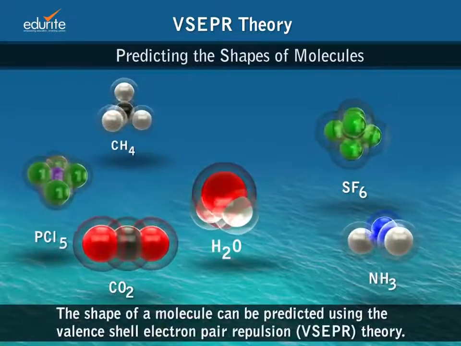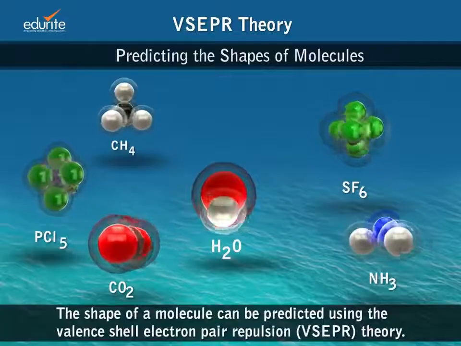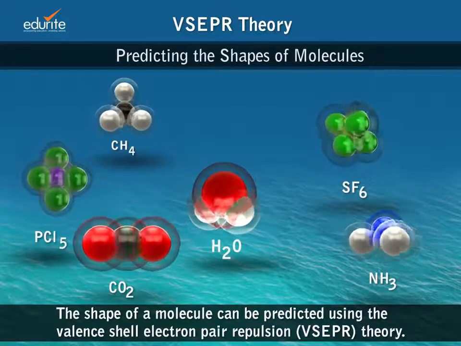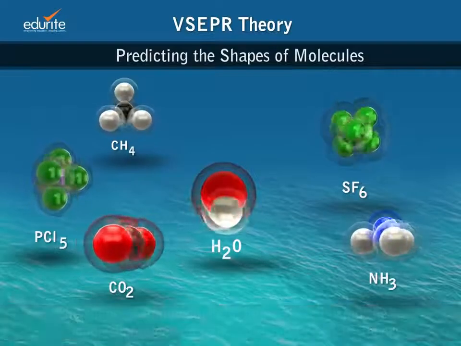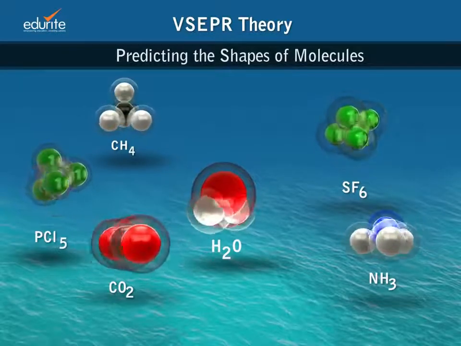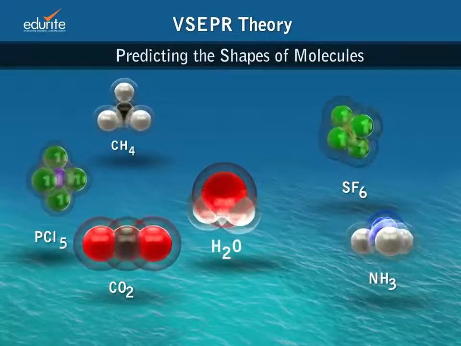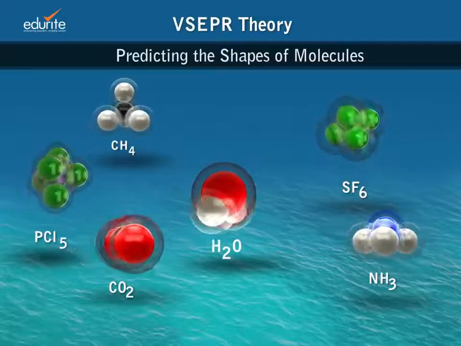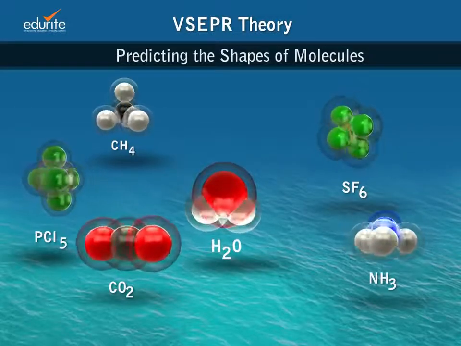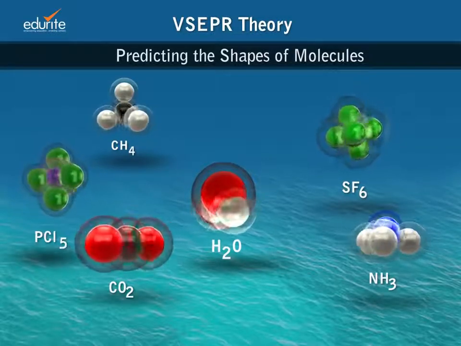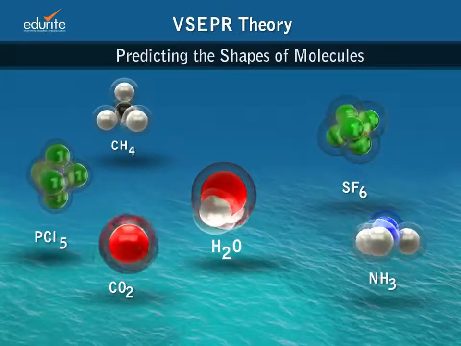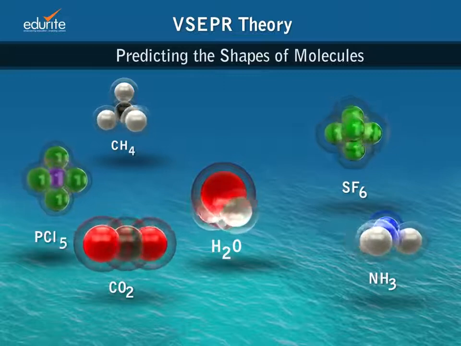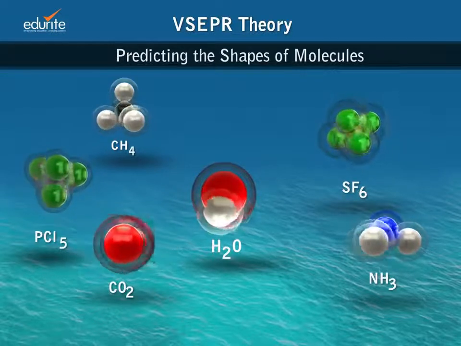The shape of a molecule can be predicted using the valence shell electron pair repulsion VSEPR theory. The VSEPR theory assumes that the arrangement of valence electron pairs around the central atom in a molecule determines its molecular geometry, that is, the molecular shape. How do we use the valence shell electron pair repulsion theory to predict the shapes of molecules? To understand this, let us first consider the assumptions made by the VSEPR theory.